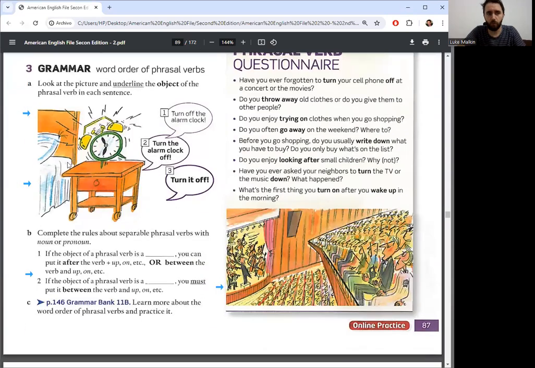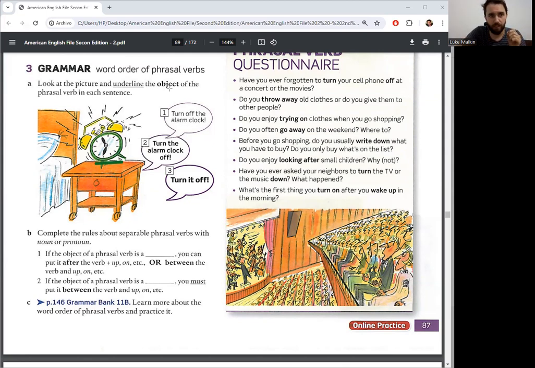And we'll look at the word order of phrasal verbs because, as you see, sometimes there is some flexibility, because sometimes the object can go inside the phrasal verb. Take a look at this example. What do you see? It's an alarm clock. Is it active or stopped? It's active. So we need to turn off the alarm clock.